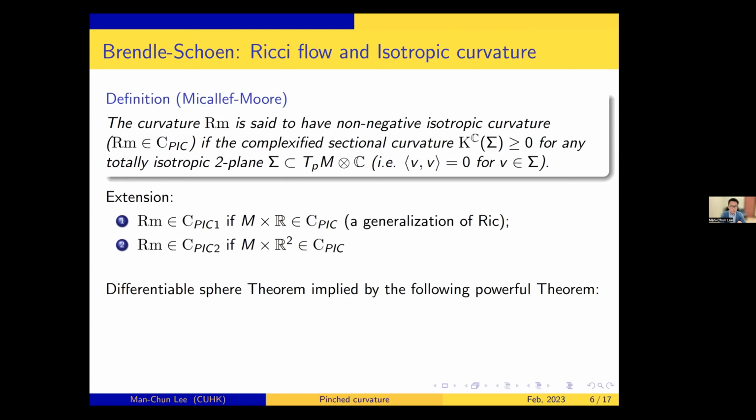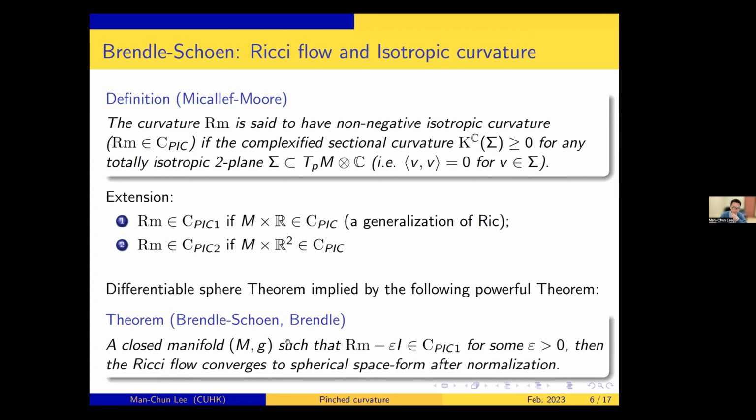And then the famous theorem by Simon, Brendle and Schoen is the following. Okay. They prove that if the closed manifold has strictly positive PIC1, I say it in this way so that you can think of the curvature as inside the interior of the PIC1 cone, then the Ricci flow will converge to a spherical space form after normalization. So in other words, that means the manifold M is diffeomorphic to the sphere. Okay? It's diffeomorphic to the sphere.